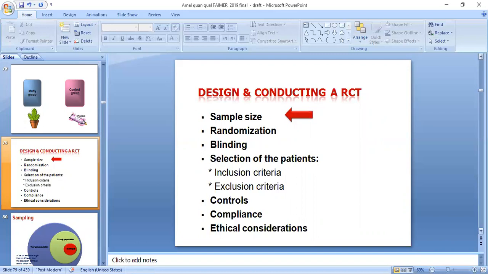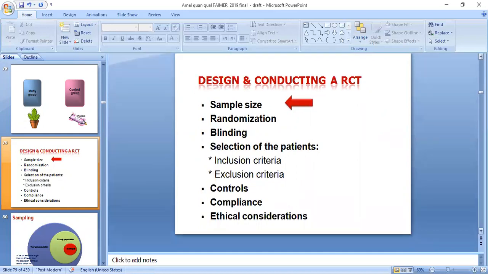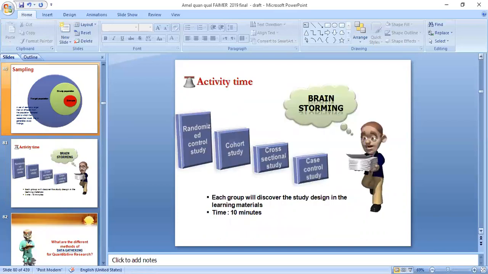We have to know the selection of our patients. We should not select patients on the basis of bias. We should know the control group, from where we get the control group. We should be sure about the compliance of the patients to avoid any drop-in or drop-out in our patients, and ethical considerations should also be highly considered in this study group.